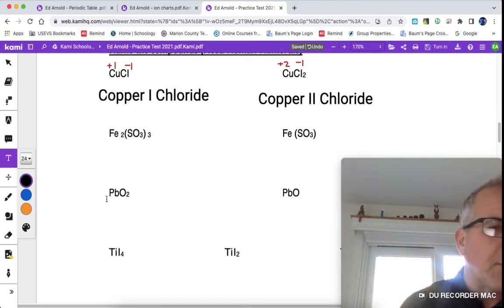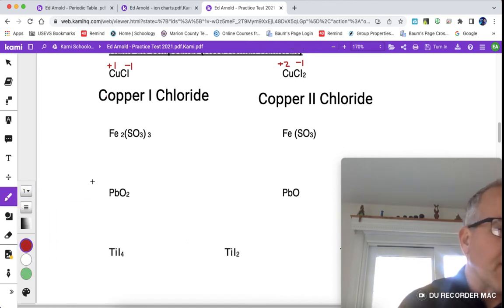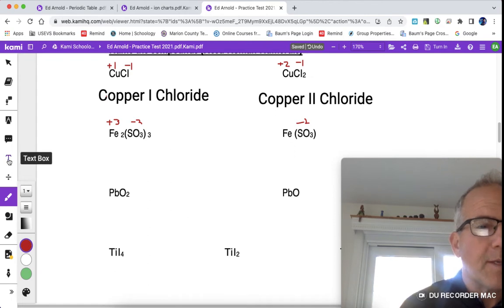You have to watch out when you have polyatomic ions, or I should say, you have to watch out when they're being reduced. So SO3 has a -2 charge. Okay, and so we have 3 -2s. So 3 times -2 is -6. So what does Fe have to be to make it equal and opposite, +6? Well, 2 times +3 equals +6. So you have iron 3 sulfite.